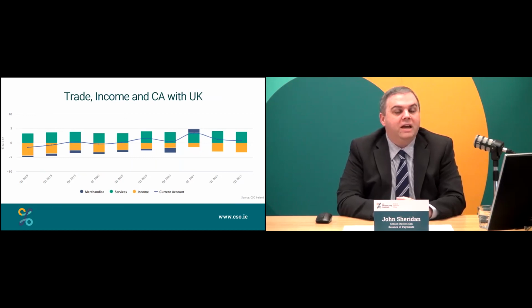Moving to our trade income and our current account with the UK, we can see that the trade balance with the UK has increased by 451 million, and net income outflows have increased by 1.2 billion compared with the third quarter of 2020. The result is a current account surplus of 800 million euros in the third quarter of 2021, which is down 746 million from the surplus of 1.5 billion in the third quarter of 2020.